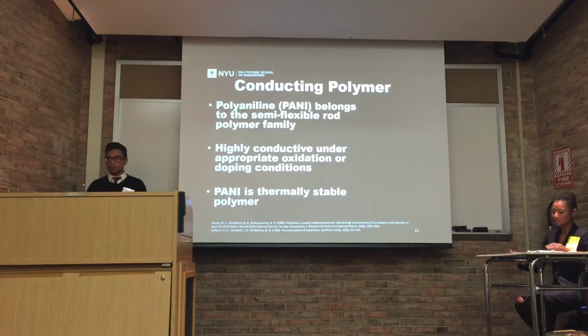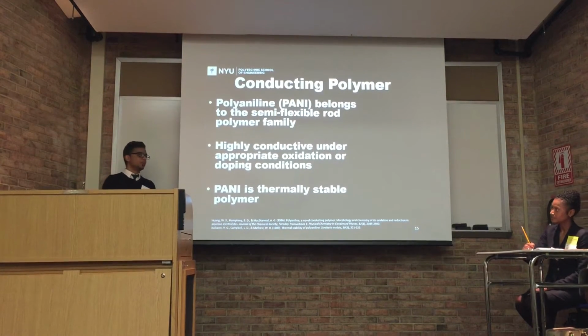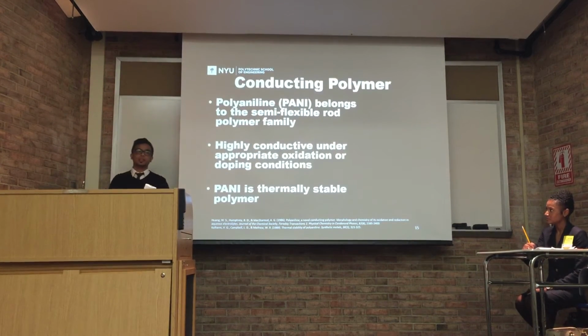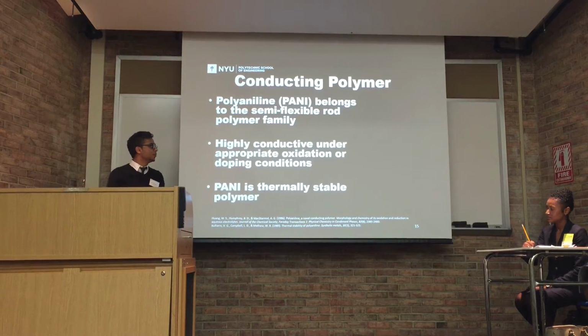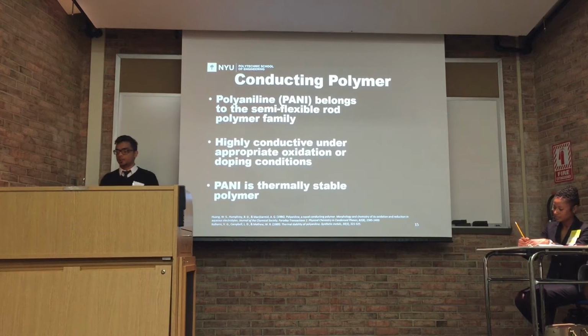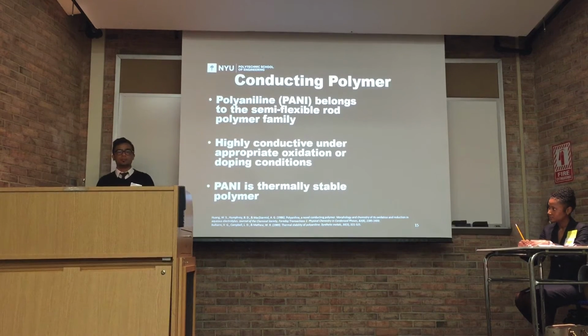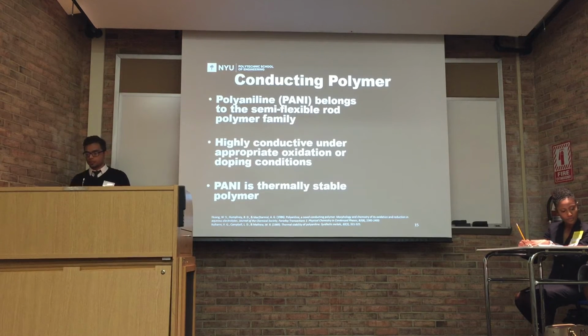So now I'm going to talk about the implemented methods. So how do we detect the proton loss? We are currently using conductive polymers, and particularly in my case I'm using polyaniline, and it belongs to the semi-flexible rod polymer family. And under appropriate oxidative and doping conditions, it becomes highly conductive.